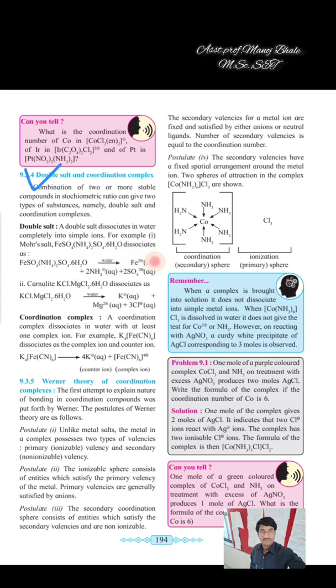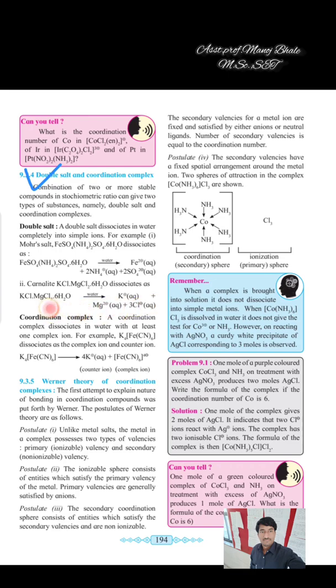water, and there is a formation of ions: Fe2+ in aqueous form, plus 2 NH4+ in aqueous form, plus 2 sulfate ions in aqueous form. So this is an example of a salt which dissolves easily, or completely, in water. Next example is carnallite.